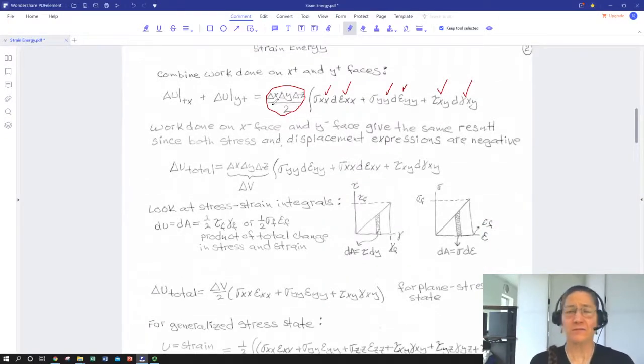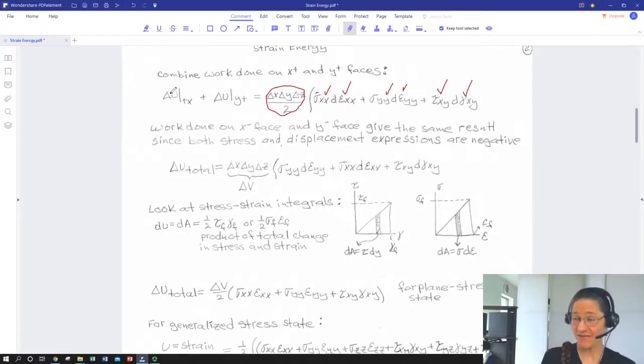As it turns out, we're going to get an identical expression if we evaluate the negative x and negative y faces. We'll end up with a negative sign on the sigma xx and sigma yy and on the taus, but the strain will also be in the negative direction. So we'll end up getting a double negative and getting a sum of work done that ends up being the same sign.